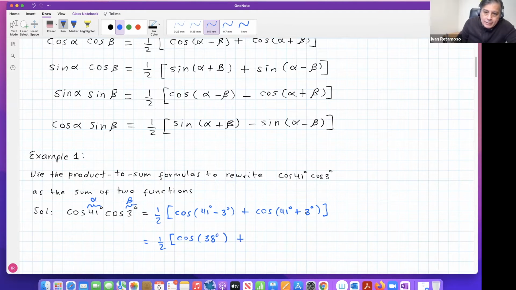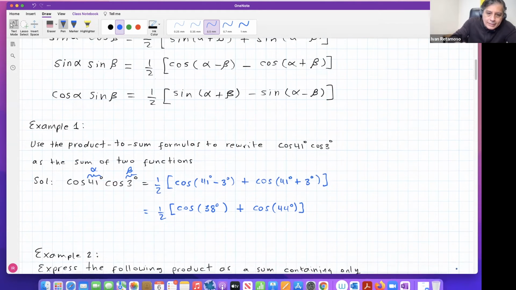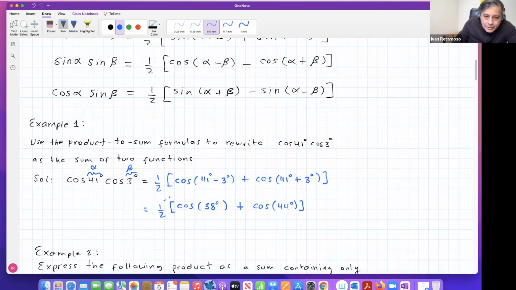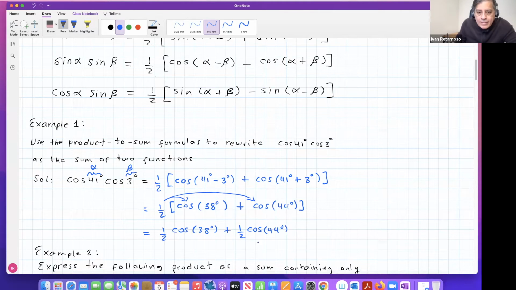Plus cosine of 41 degrees plus 3 degrees, cosine of 44 degrees, right? If this sum gets complicated, you can use your calculator. Great. Almost done. Now, simply distribute the multiplication of 1/2 over this sum. This will finally be equal to 1/2 of cosine of 38 degrees plus 1/2 of cosine of 44 degrees, okay? And then we are done. We turn this product into a sum. Great.